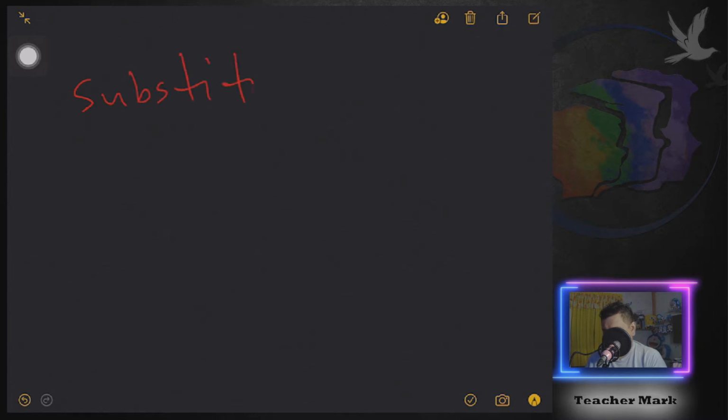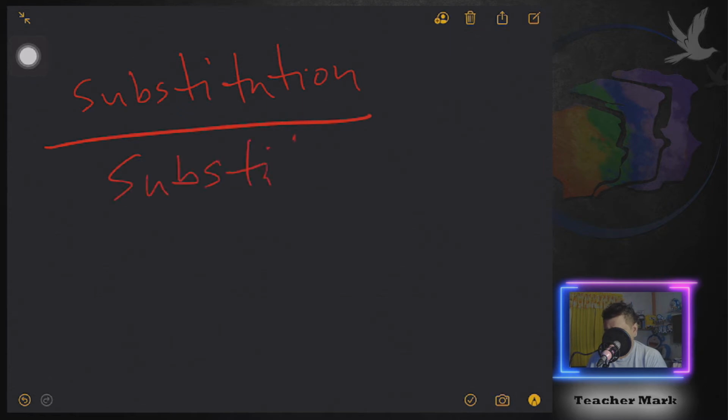Substitution. Basically, what do you mean by the term substitute? This is basically to replace. For example, in a basketball game, if one player is already tired, another player is going to substitute the player, to interchange with another player for the other player to be able to rest. Okay, so in mathematics, we also have that.